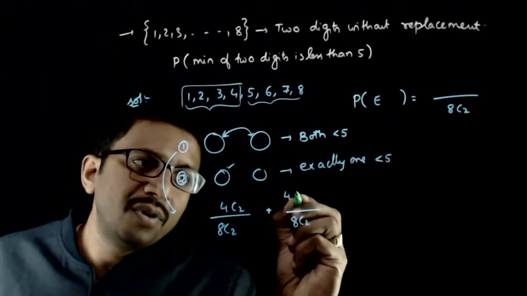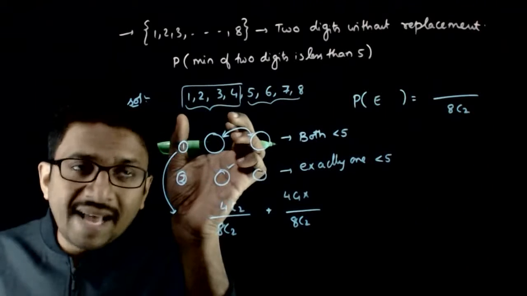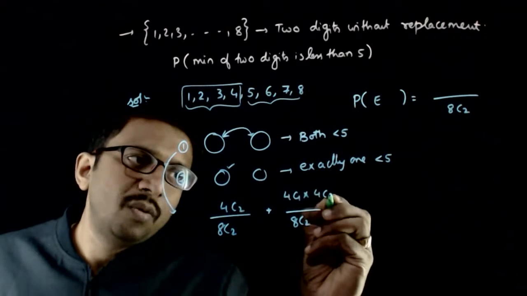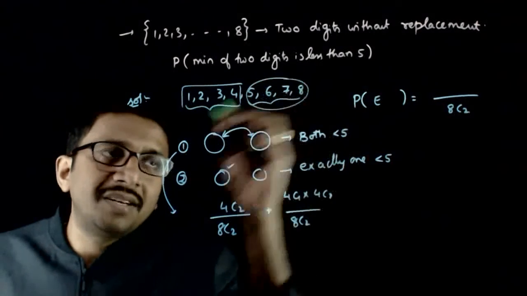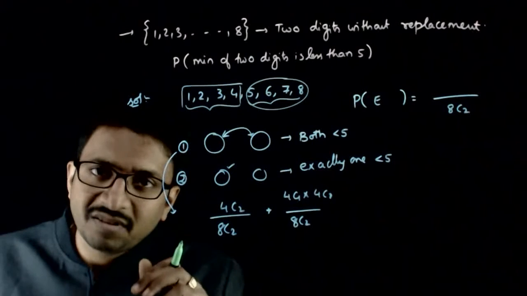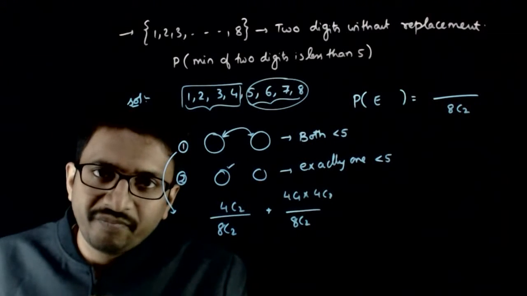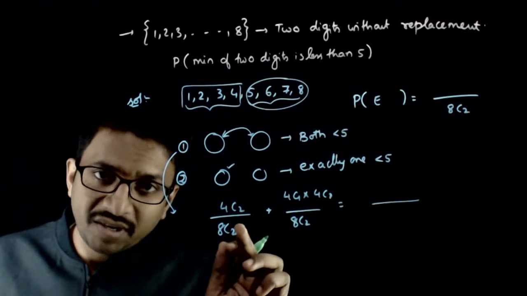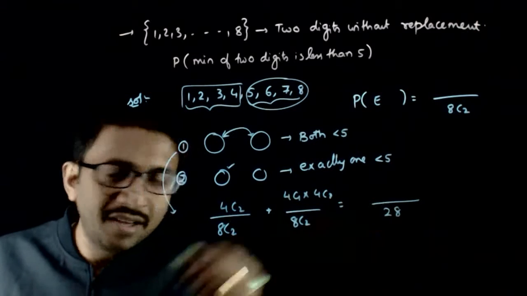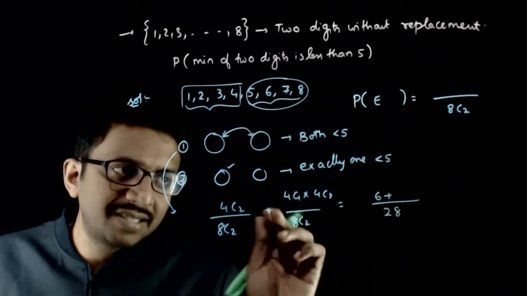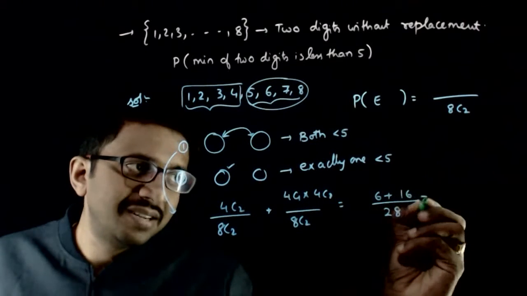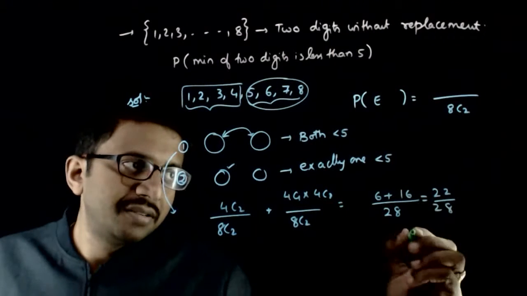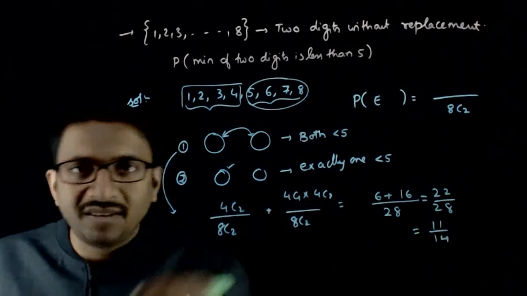That is 4C1 into 4C1. I select one of them from this set and one from the other set. So the total is 8C2, 8 into 7 by 2. 8 into 7 is 56, by 2 is 28 in the denominator. So you have 4C2 is 6, plus 4C1 into 4C1, 4 into 4 is 16. That is equal to 22 out of 28. That is equal to 11 by 14, which is the answer.